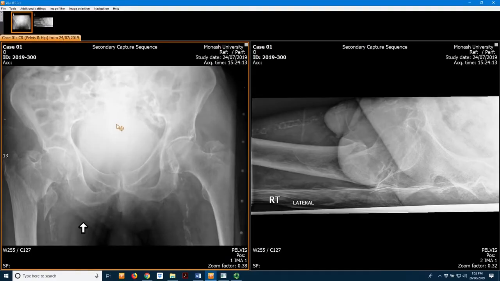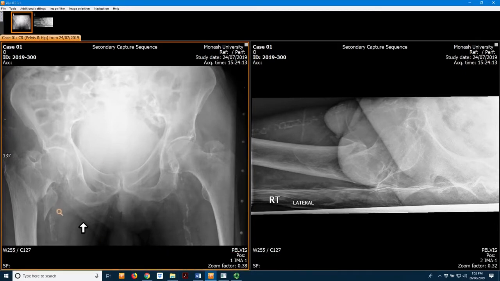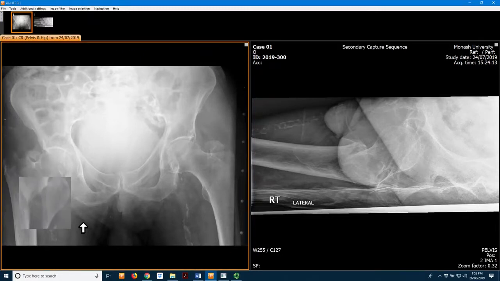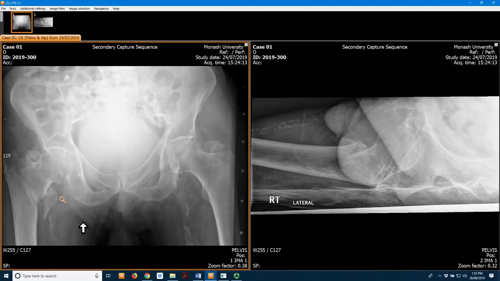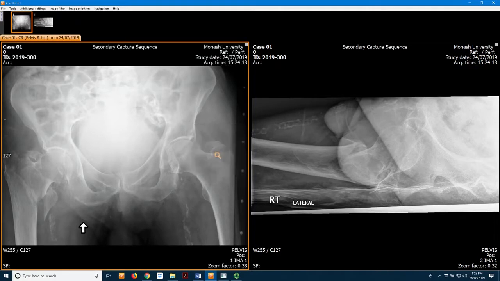So for case 1, we have a patient who was involved in a car accident and the request is to exclude fractures. When we look at the pelvis, on the right side, we can see that there is a fracture which is intertrochanteric, and there's also an avulsion of the lesser trochanter fracture. And then on the left side, there is a fracture of the greater trochanter.